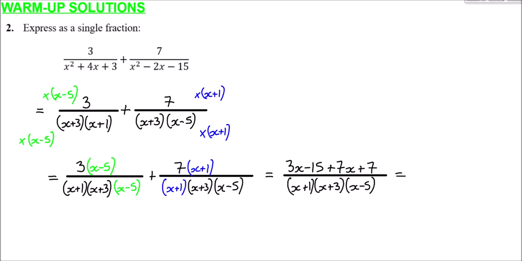Final step, we can now simplify the numerator, and we're done. So, we're going to have 3x plus 7x, which overall, of course, gives 10x, minus 15 plus 7 overall gives minus 8, and the denominator fully factorised, we can leave as x plus 1, x plus 3, x minus 5. And that's warm-up question 2 complete. Let's now have a look at question 3 on the warm-up.